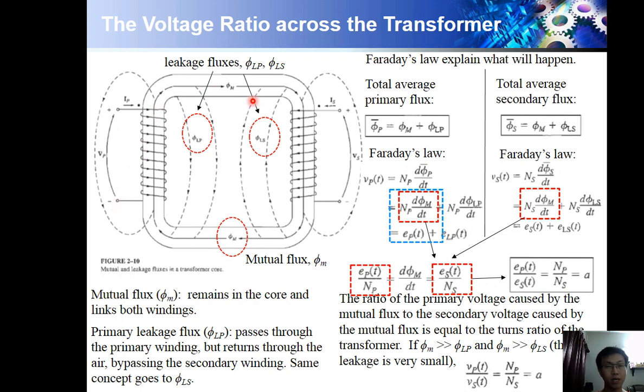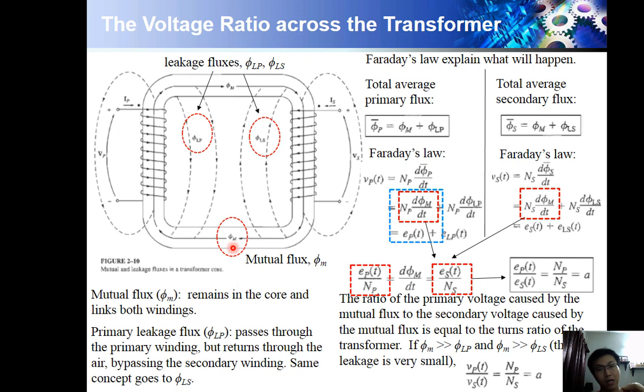Okay, this is a transformer. The core, and then the primary winding, secondary winding. When AC current is injected in the coil, the flux will flow through the core. At the same time, there's a flux flowing outside the core. We call it leakage, and then we put it in mathematical notation.